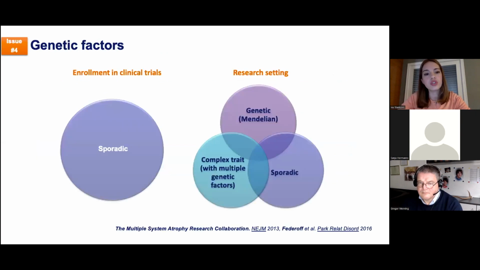And moving on to genetic factors. In terms of enrollment in clinical trials and clinical practice, MSA is considered a sporadic disease, but in the research setting, MSA results from a continuum of genetic, complex trait, and sporadic factors.